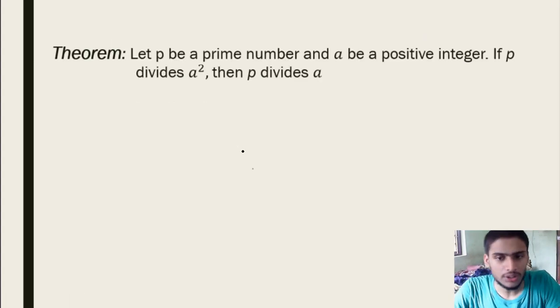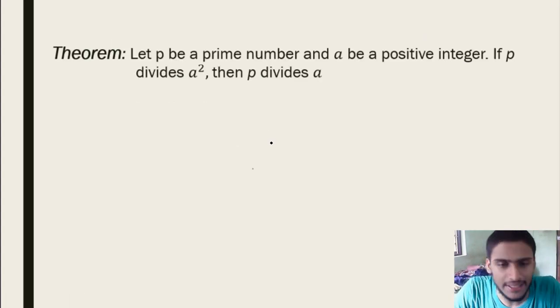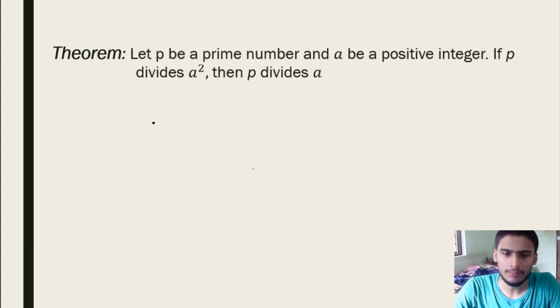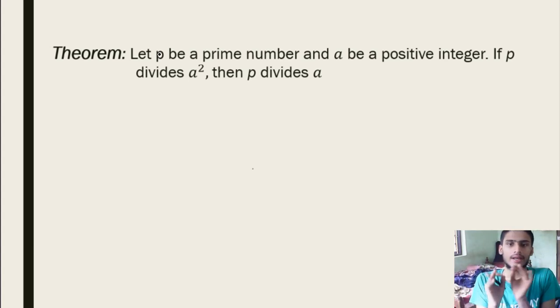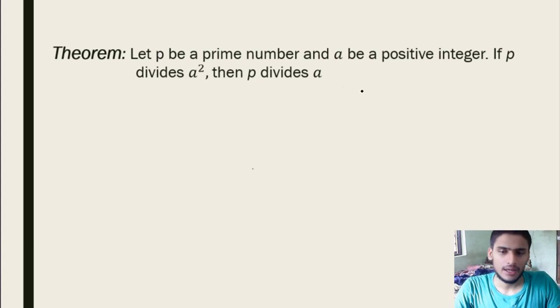But before actually moving on to the proof of irrationality, you will have to know this theorem. It's not going to be asked for the exams, but it's a very simple theorem. You just have to keep it in mind so that you can prove the irrationality. The theorem says that if p is a prime number and it divides a square, where a is a positive integer, then p divides a.